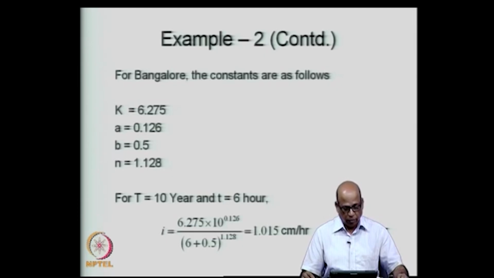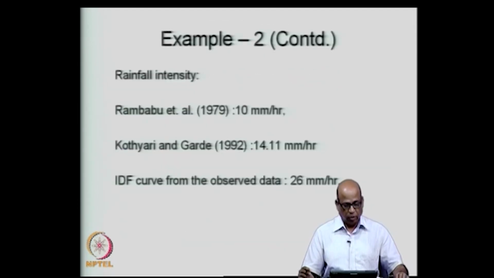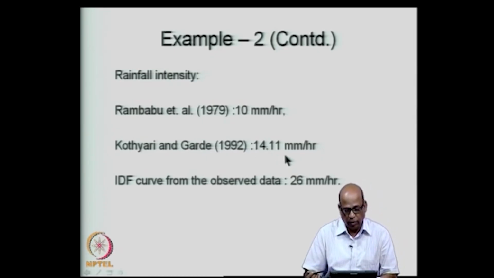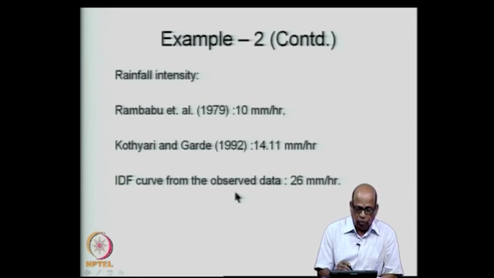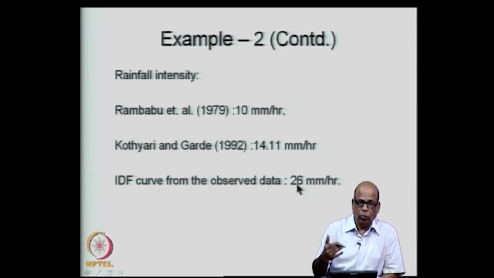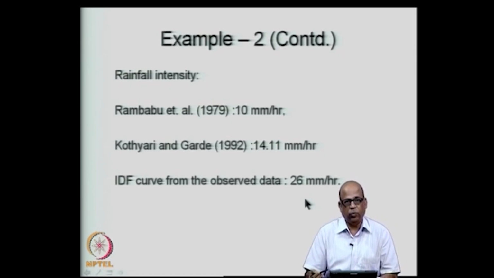So, if we compare now what we obtained from various methods for the same data, from the Rambabu et al. method we get approximately 10 millimeters per hour. From Kothari and Garde 1992 we obtain 14.11 millimeters per hour, but when we use the observed data up to 2003, remember they would have used data as available in 1992, and then use an extreme value type 1 distribution and obtain the rainfall intensity, we get a much higher intensity of 26 millimeters per hour.